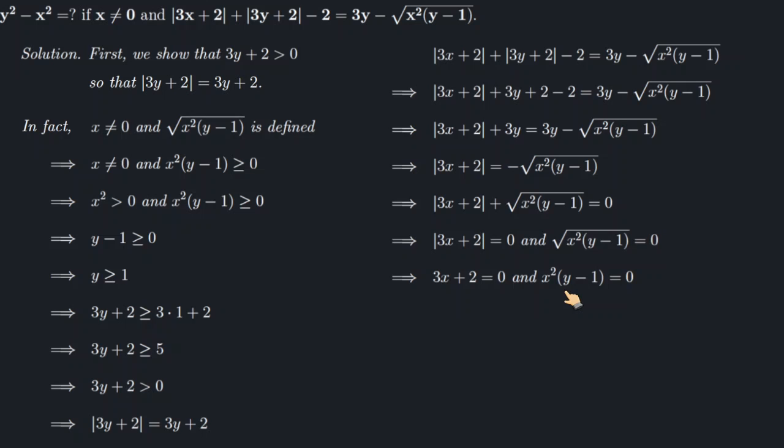We now divide two sides of this equation by x squared. We have y minus 1 equals 0. Solve the two equations. We have x equals negative 2 over 3 and y equals 1. Therefore, y squared minus x squared equals 5 over 9. That's the answer to the question.